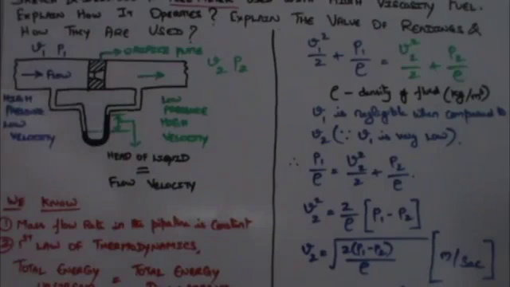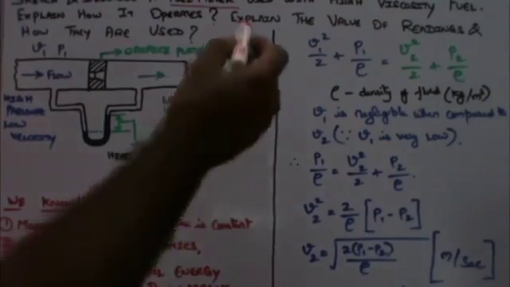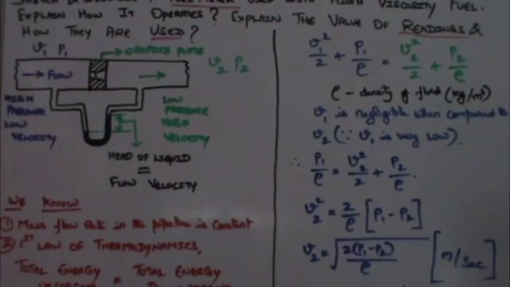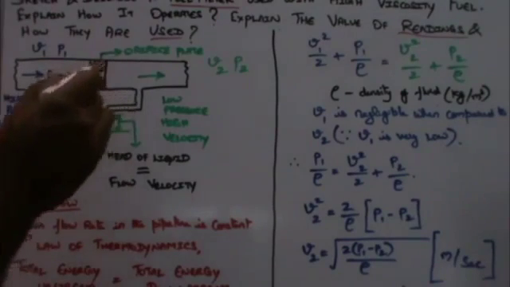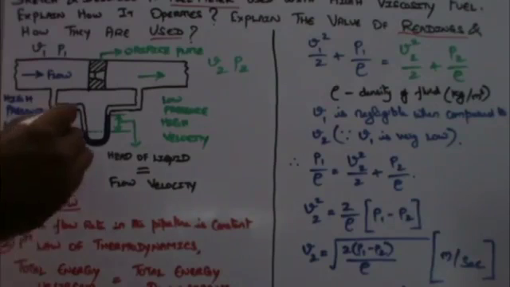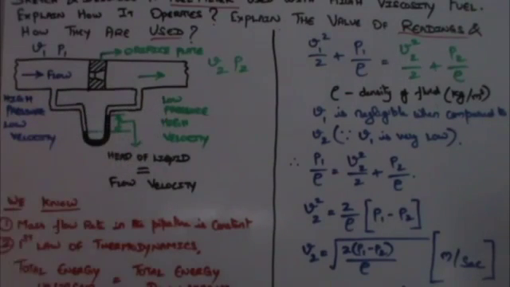Now we have understood one of the methods by which we can measure the flow of the fluid flowing through a pipeline. Now the second part of the same question asks that: explain the value of the readings and how they are used in calculating the flow value. I assume the same orifice plate being installed in a pipeline, and this is the flow direction. As I said, there is a U-tube manometer connected from the high pressure side and the low pressure side.